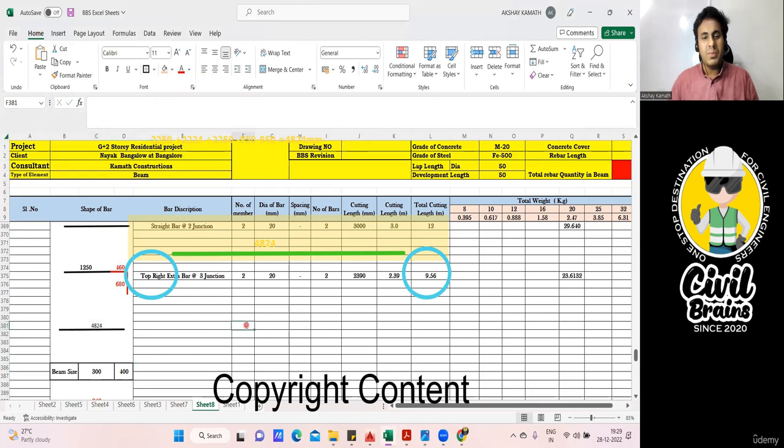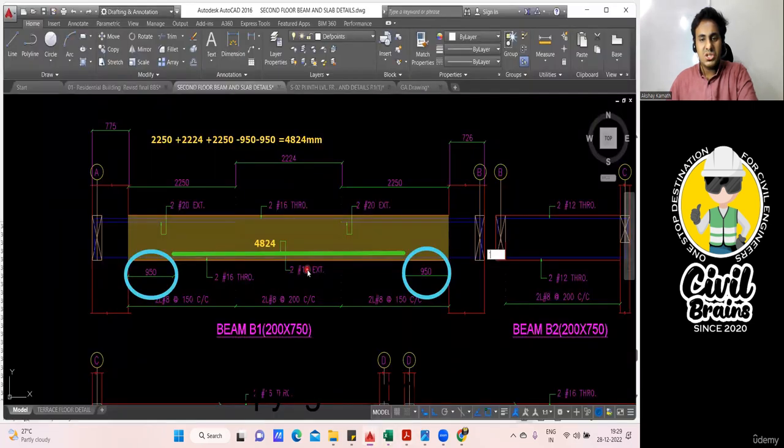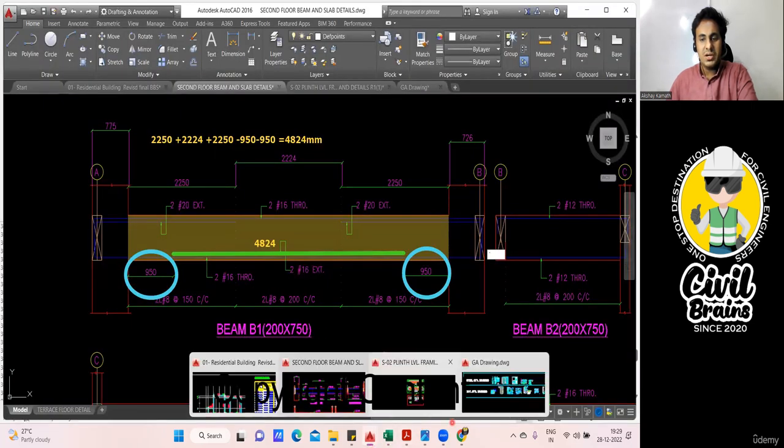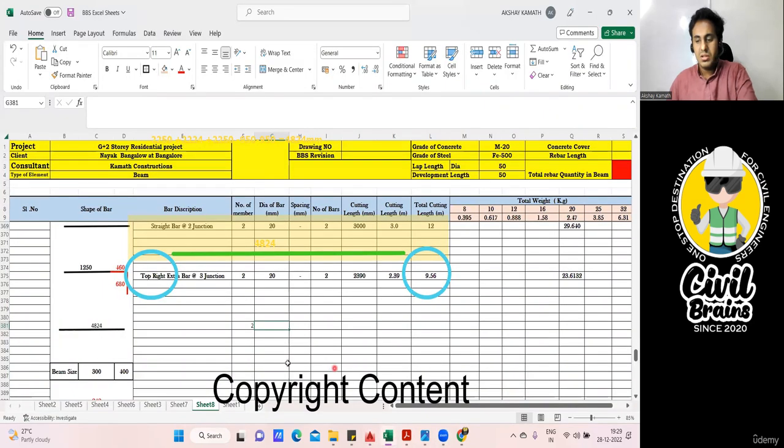The rest you write. How many bars are there? Two such bars are there. What is the diameter given for us? The diameter is 16 diameter 2 bar. Finish. 16 there, 16 here. And this is one number. Right now I'm considering one number. How many bars? Two bars. And this cutting length will be very simple. Just add this. This is in mm, and you divide this by 1000 to get it in meters.